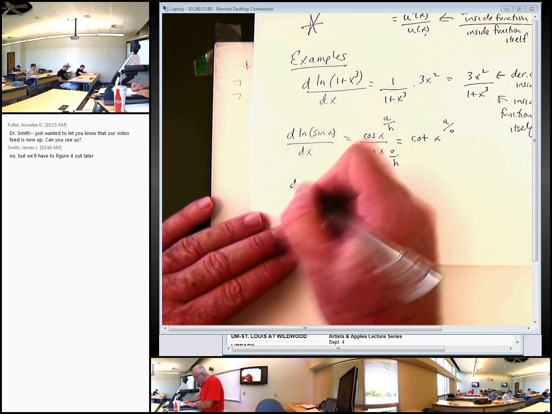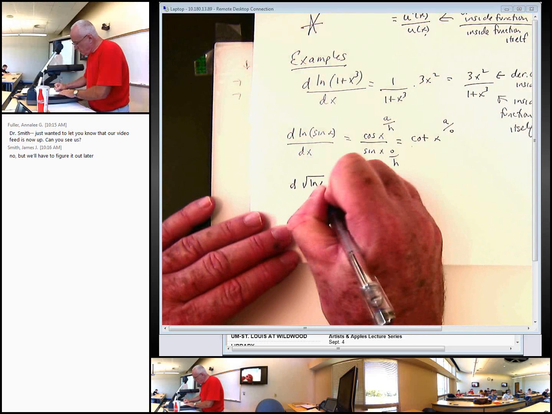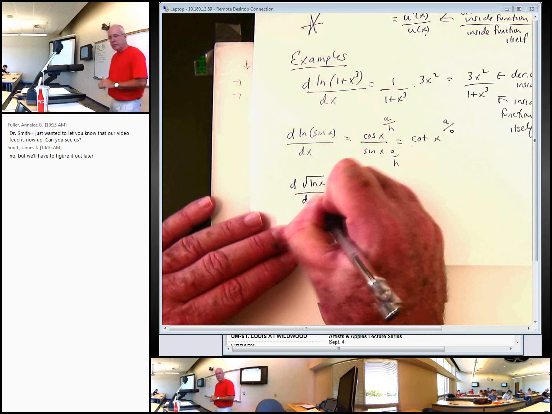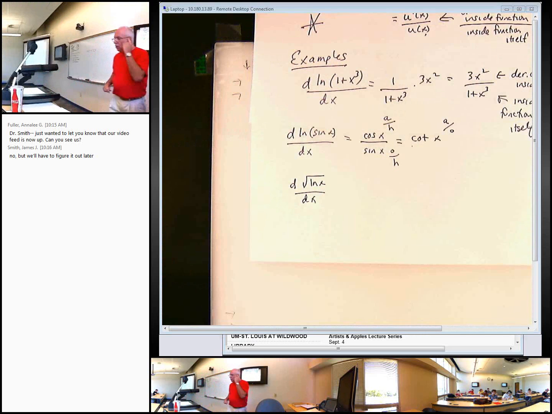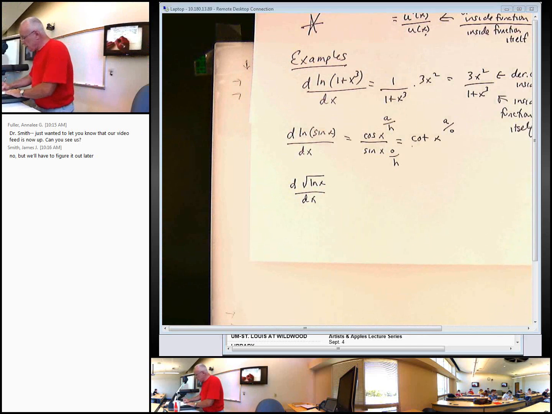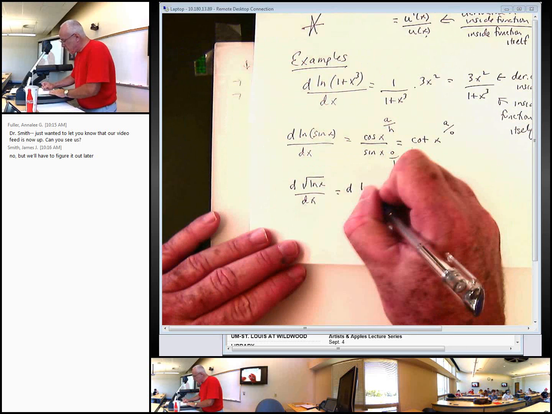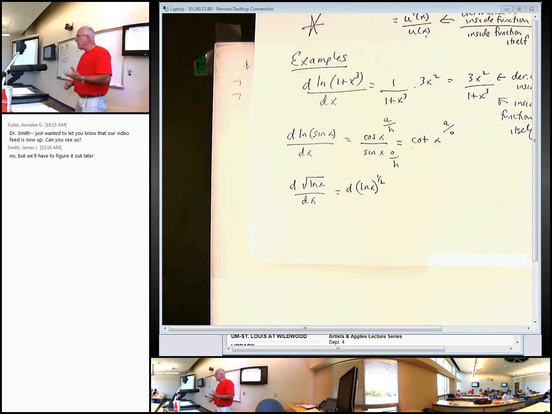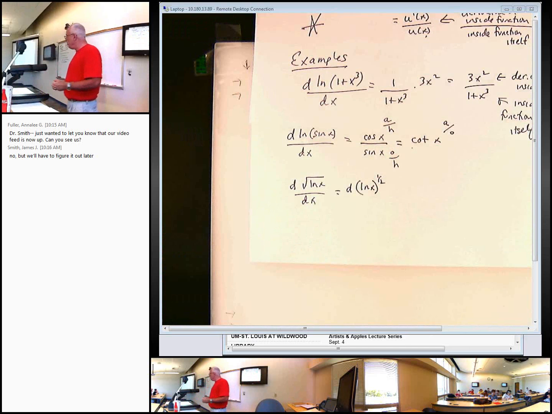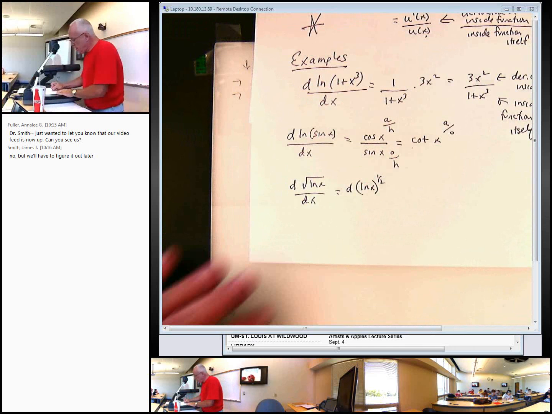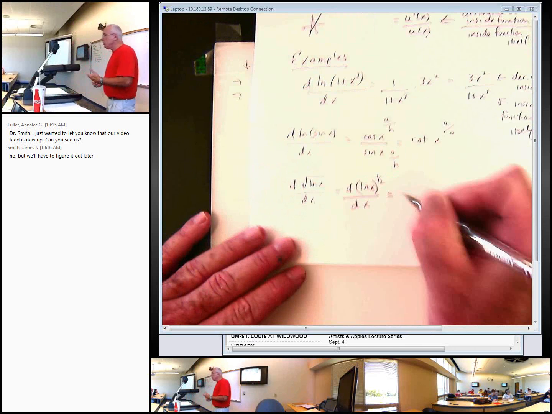Derivative of the square root of the natural log of x. All right. Well, we know that, let's get rid of the radical notation. This is the derivative of the natural log of x in parentheses raised to the 1/2 power, right? The square root is the 1/2 power. And then we're going to do the chain rule.